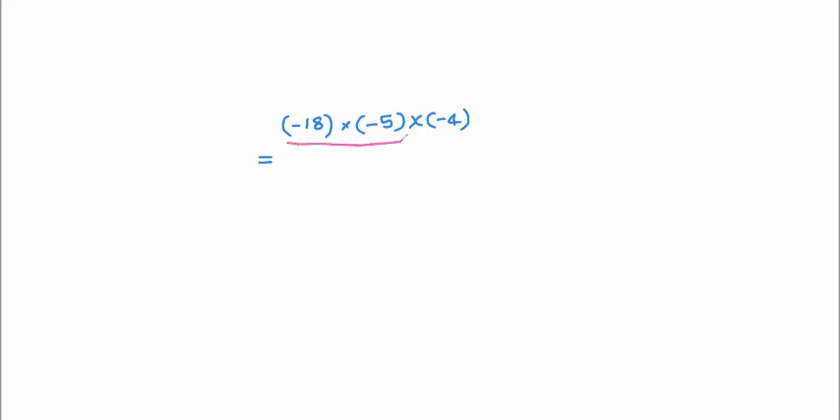Minus 18 multiplied by minus 5 multiplied by minus 4. Now we see that there are three negative numbers here, so our answer has to be negative. Let's take the first two and multiply them. Multiplication of their weights, 18 fives are 90. So we get 90 as the answer.